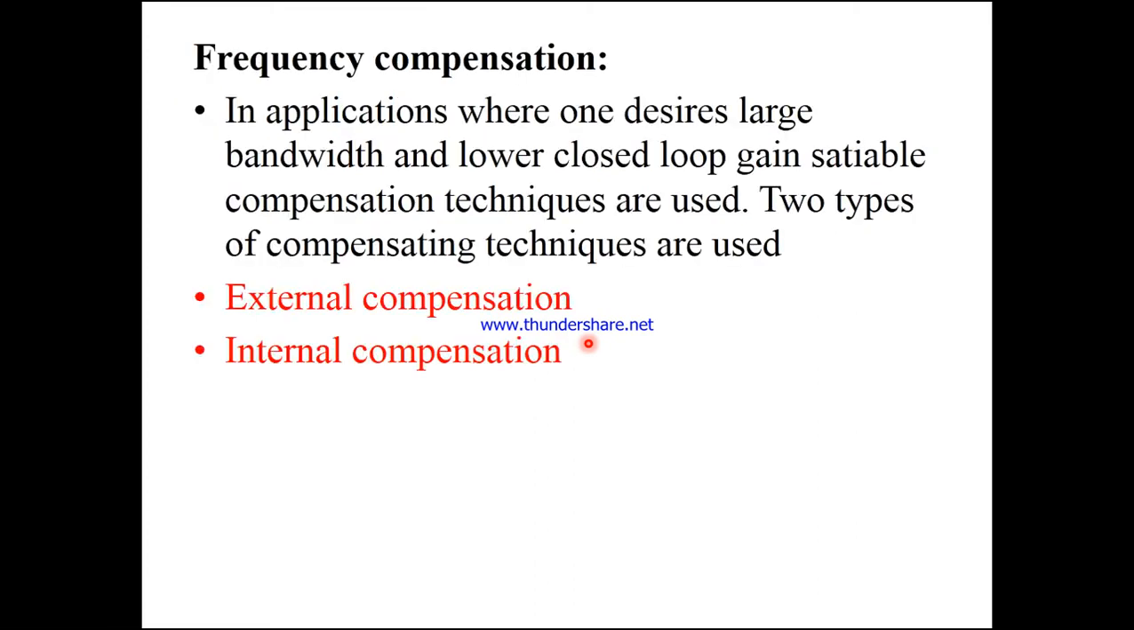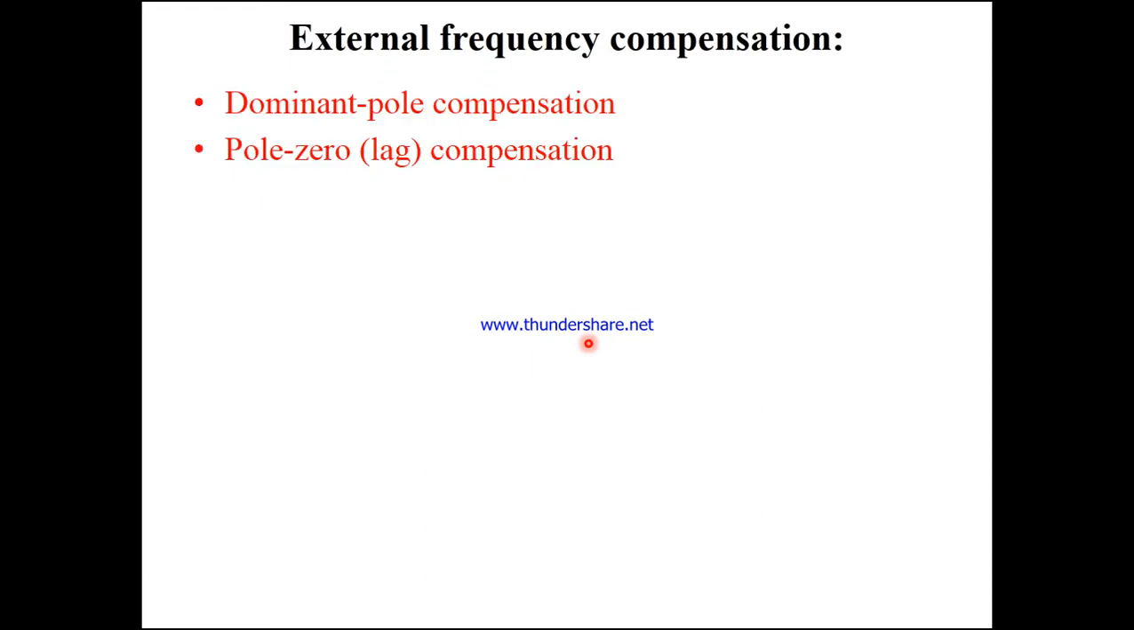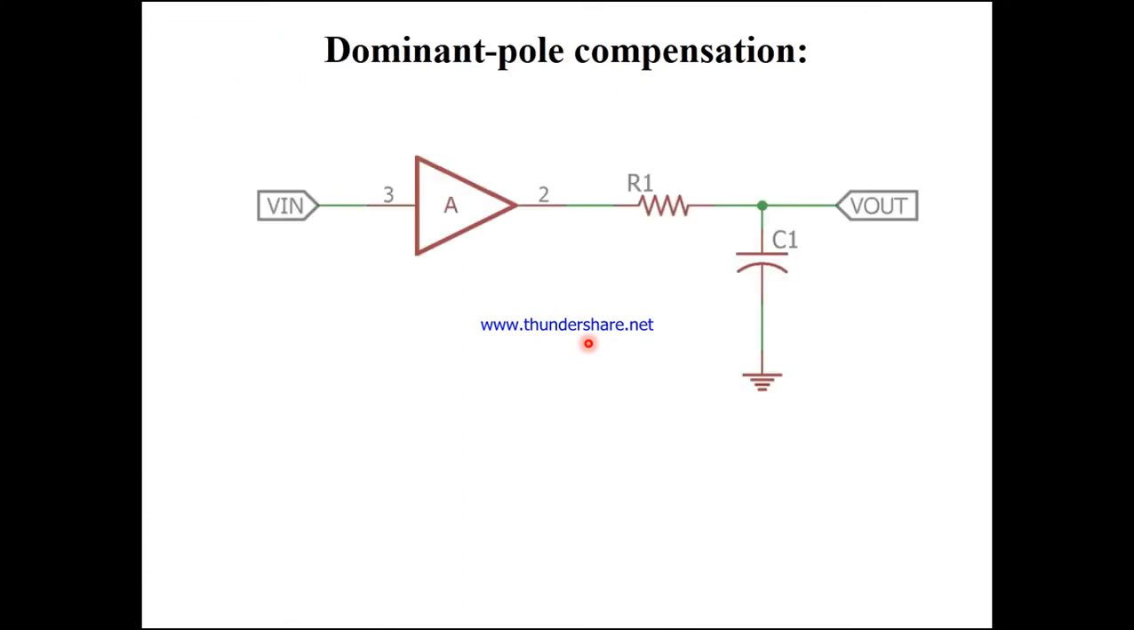And next one is frequency compensation. Here, in applications where one desires large bandwidth and lower closed loop gain, it is the suitable compensation technique used. Therefore, 2 types of compensating techniques are used, that is external compensation and internal compensation. The external compensation is further divided into 2 types, that is dominant pole compensation and pole zero compensation. This is the dominant pole compensation.